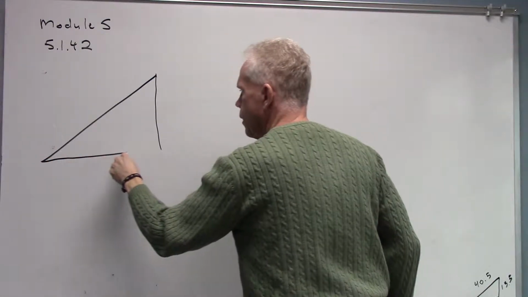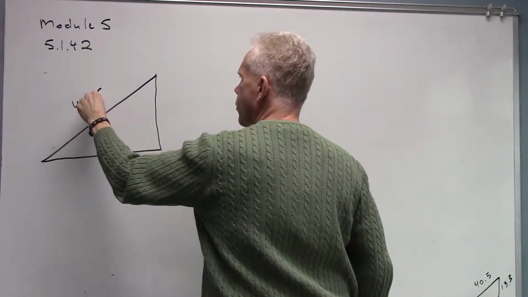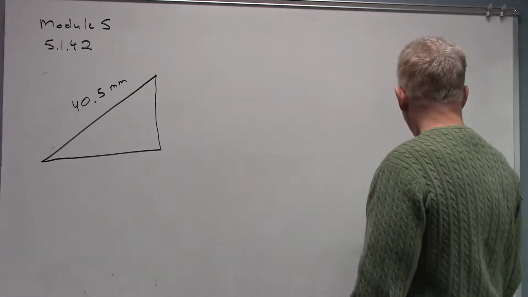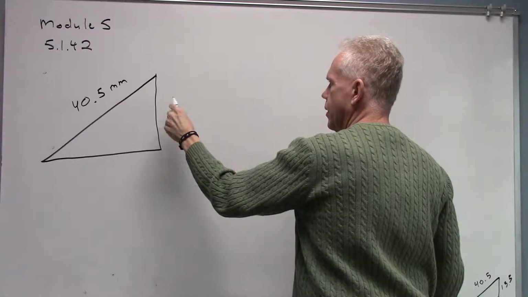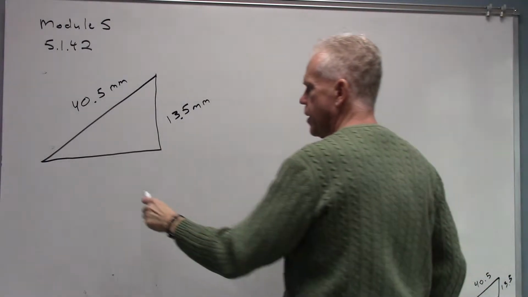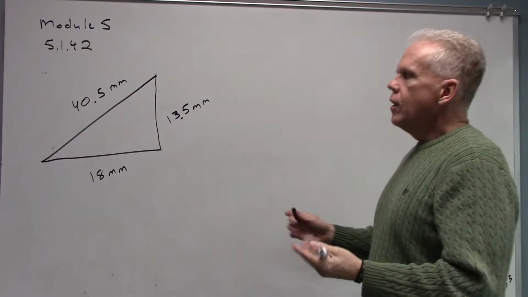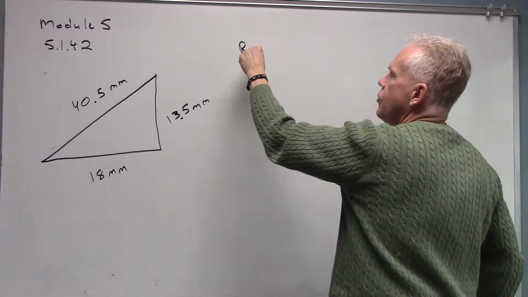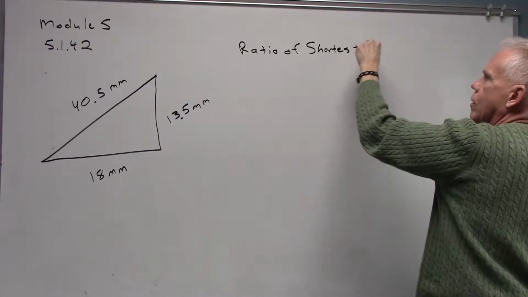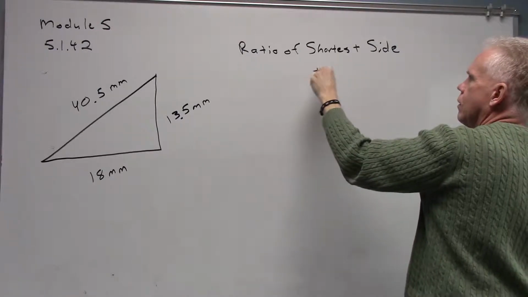The problem that brought you here is showing a triangle. In our triangle, I'm going to say that this side is 40.5, we'll say millimeters. Then let's call this one 13.5 millimeters. Not really a good scale drawing, but just go with me here for a second, and let's call this one 18 millimeters. We want to come up with a ratio of shortest side to longest side.